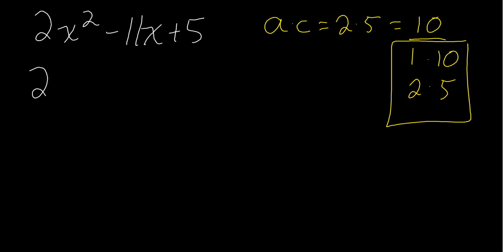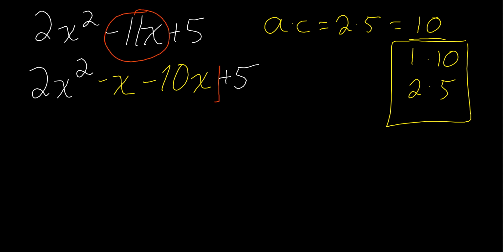So let's write this. We're going to say 2x squared, and let's just go ahead and write minus x minus 10x plus 5. Once we do that, notice how negative 11x is the same thing as negative x minus 10x. Negative x minus 10x is still equal to negative 11x. So we haven't changed the value of this function at all. All we're doing is just rearranging things to make things a little bit easier to work on.